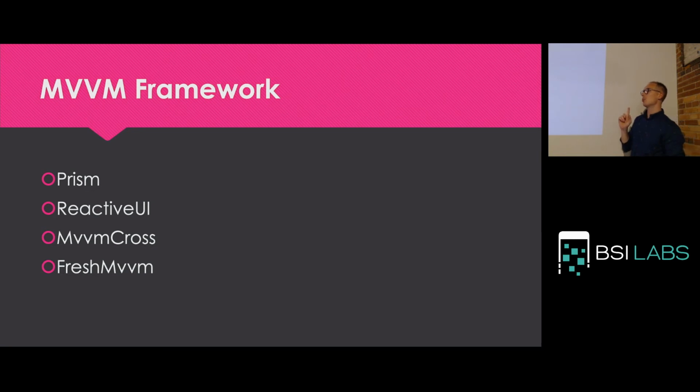MVVM Cross is a framework that's more friendly if you're building your screens with native toolkits. So if you're building storyboards using Android XML and building UI platform specific, MVVM Cross is a little more friendly with that. And Fresh MVVM is another framework that's relatively simple. It's another way of just helping you keep your app more MVVM friendly, a little more clean, a little more testable.